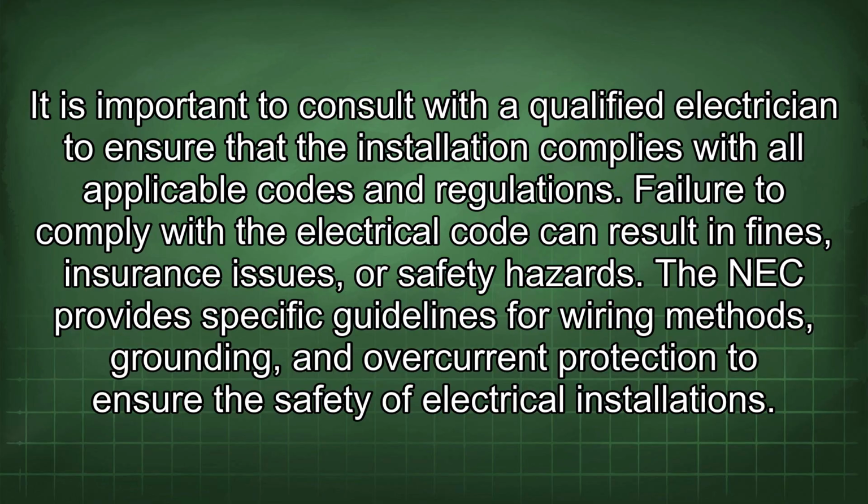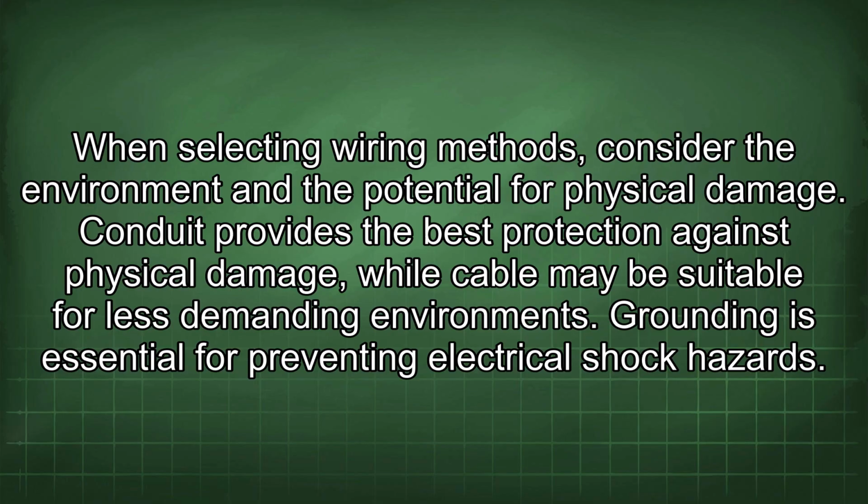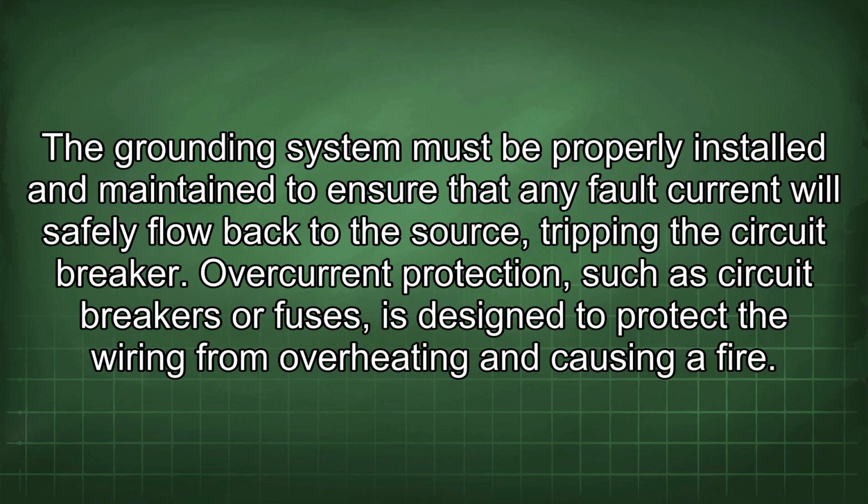The NEC provides specific guidelines for wiring methods, grounding, and overcurrent protection to ensure the safety of electrical installations. When selecting wiring methods, consider the environment and the potential for physical damage. Conduit provides the best protection against physical damage, while cable may be suitable for less demanding environments. Grounding is essential for preventing electrical shock hazards. The grounding system must be properly installed and maintained to ensure that any fault current will safely flow back to the source, tripping the circuit breaker.